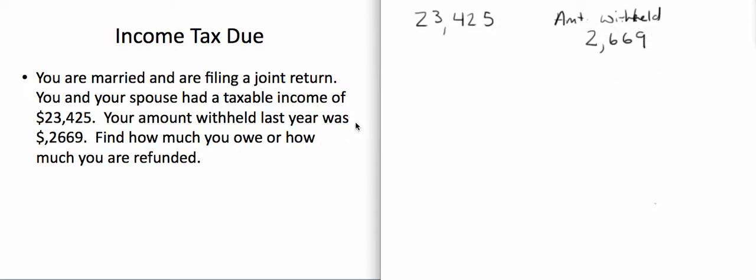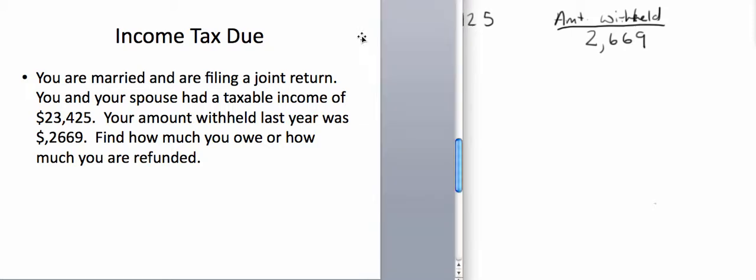$2,669. Obviously my comma's in the wrong spot. But they've already withheld this amount. Your employers held out this amount of money. So what we're trying to find out is how much you get when you file your tax return, if you actually have to pay the government money or if you get money back. And we all hope that you get money back in the long run.